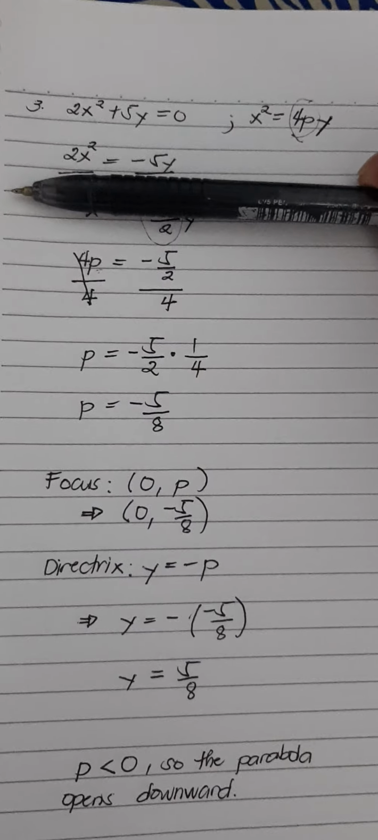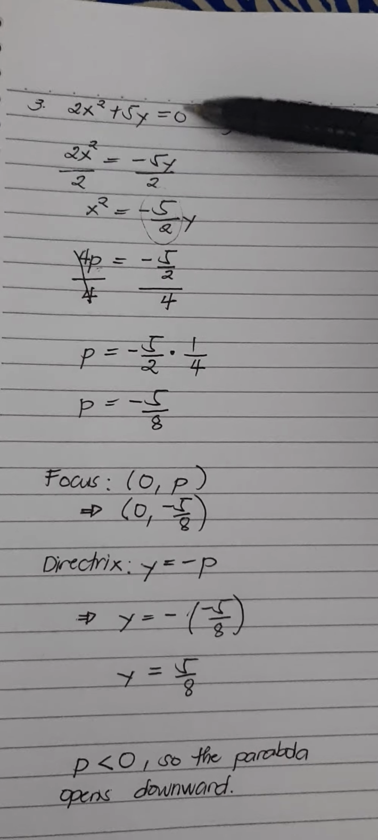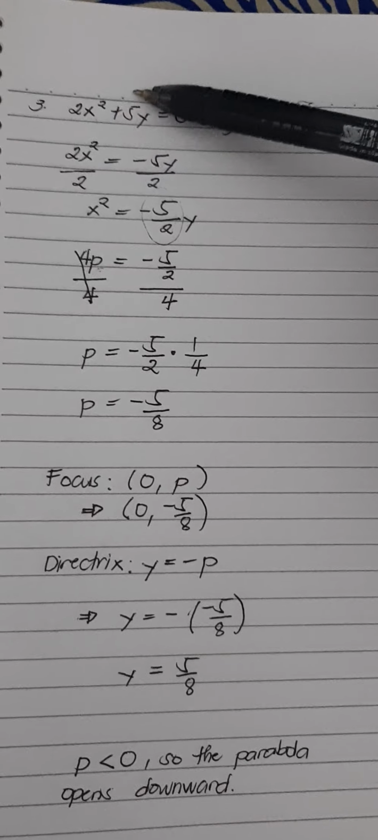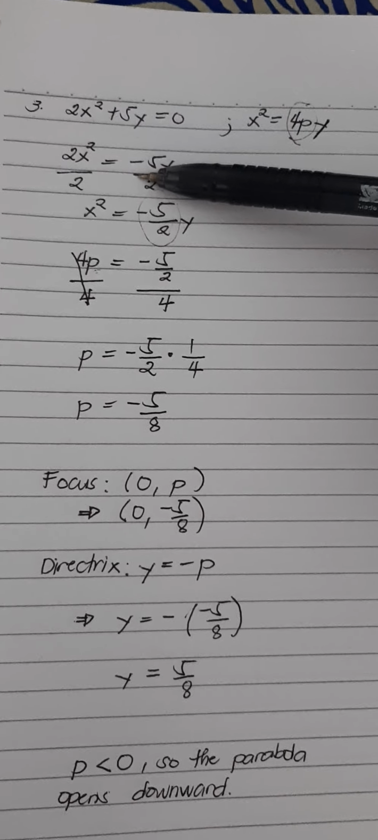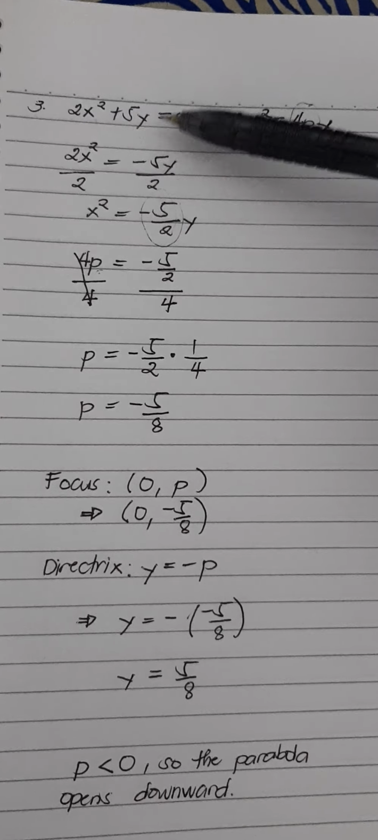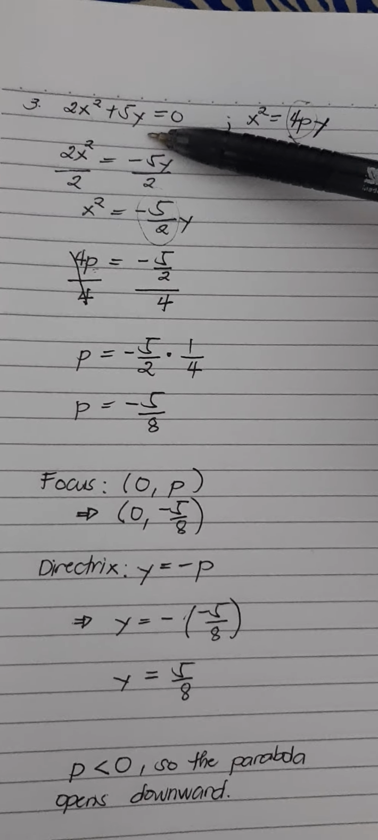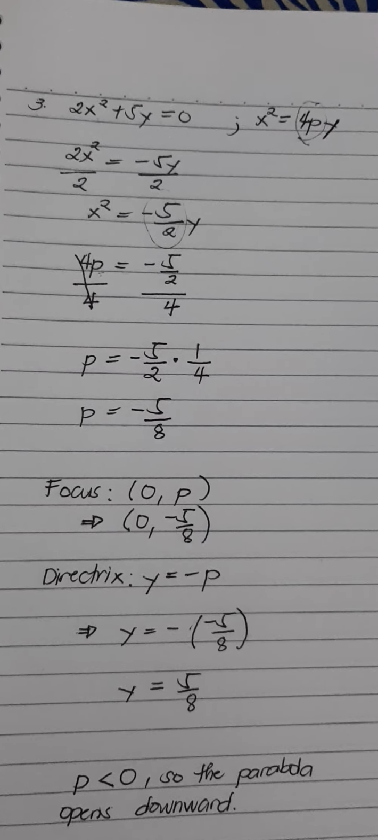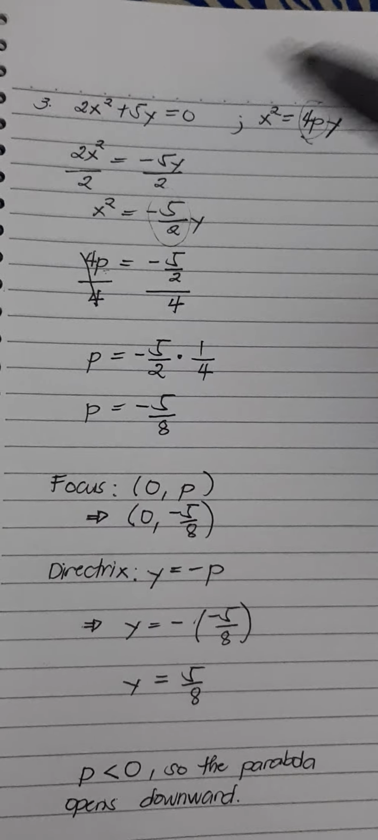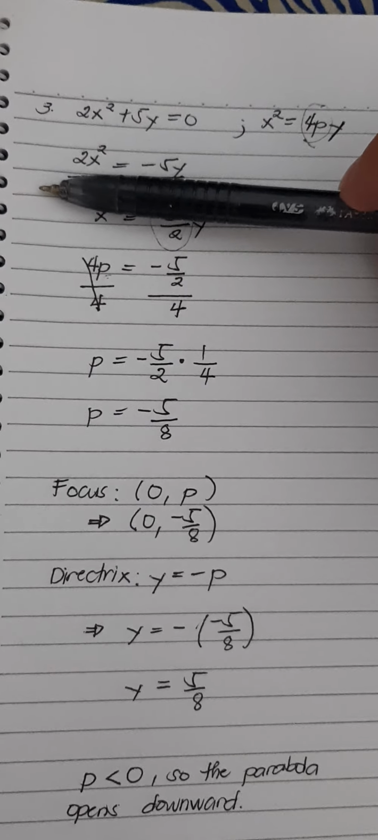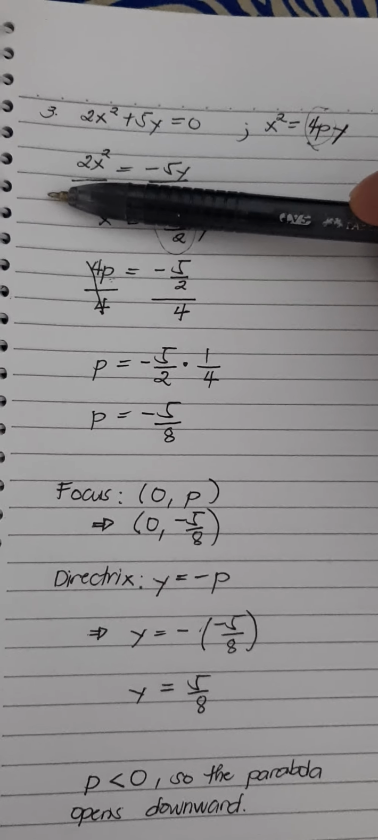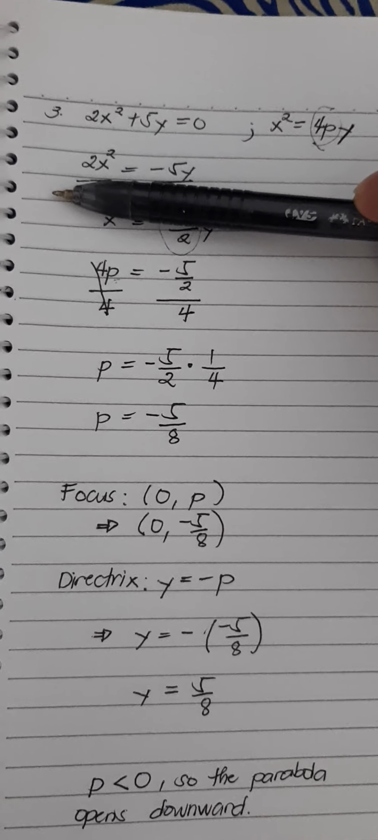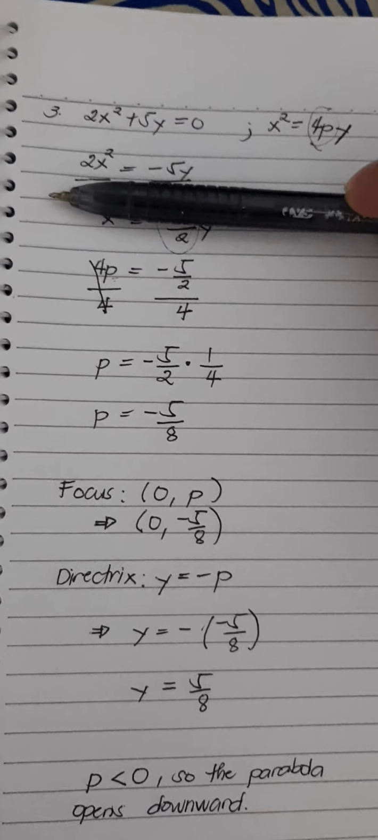We have to transfer positive 5y to the other side of the equation. In doing that, the sign of 5y will change to negative, since transferring any value to the other side of the equation gives the opposite sign from its original form. So we have 2x squared equals negative 5y, because we moved positive 5y, so it became negative 5y.